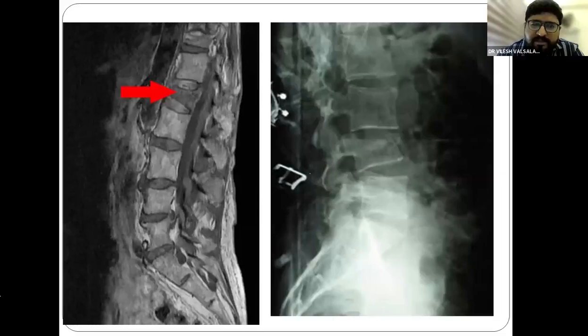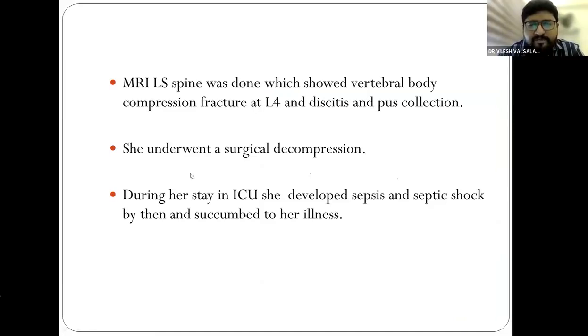So this is what we found in the X-ray. There was a doubtful compression fracture of L4. Not doubtful, it's quite evident, but it was confirmed on the MRI, where the red mark is showing a compression fracture, and there is some oozing and some sort of collection around this particular vertebra which is compressing onto the spot. So the MRI of the LS spine was done, which showed vertebral body compression fracture at L4. There is discitis, that is, the disc is inflamed, and pus collection. So for this, she underwent a surgical decompression in the higher center.